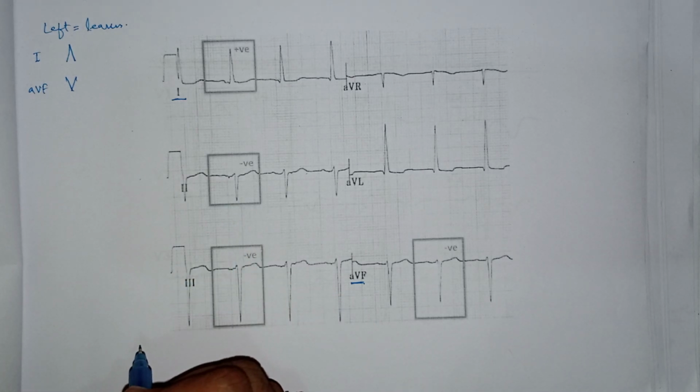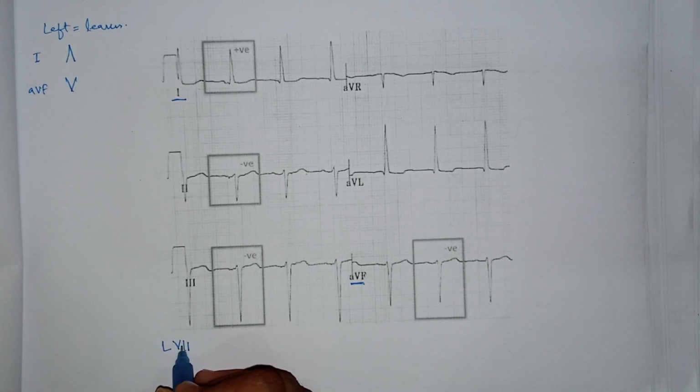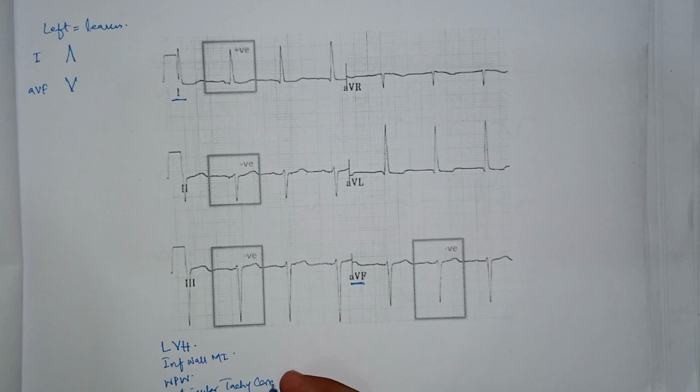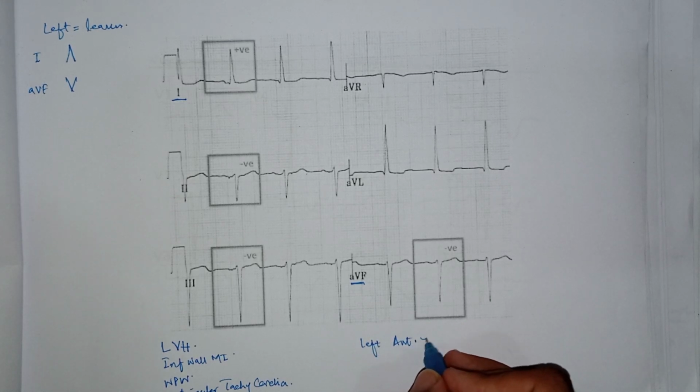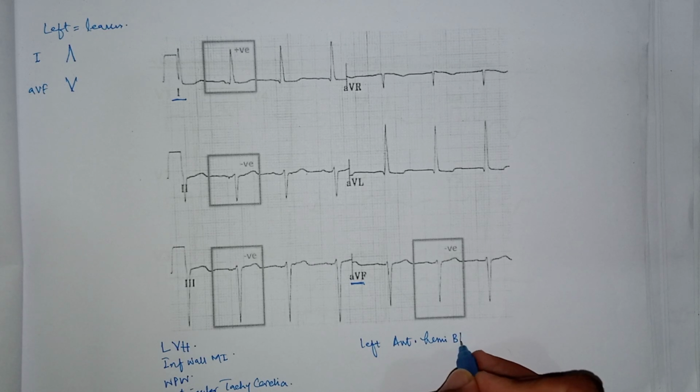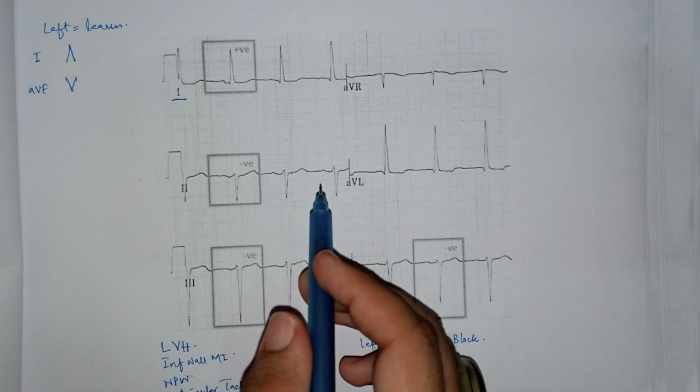So there are multiple reasons or causes of left axis deviation, like left ventricular hypertrophy, inferior wall MI, Wolff-Parkinson-White syndrome, ventricular tachycardia, and left anterior hemiblock. These are the multiple causes of left axis deviation.